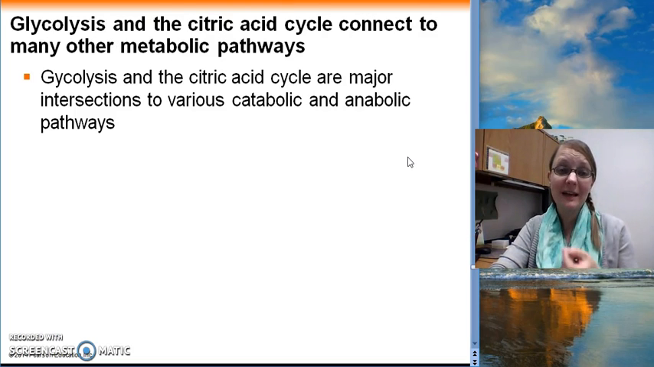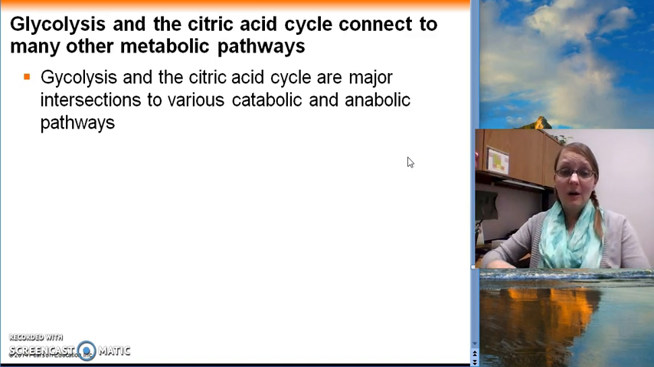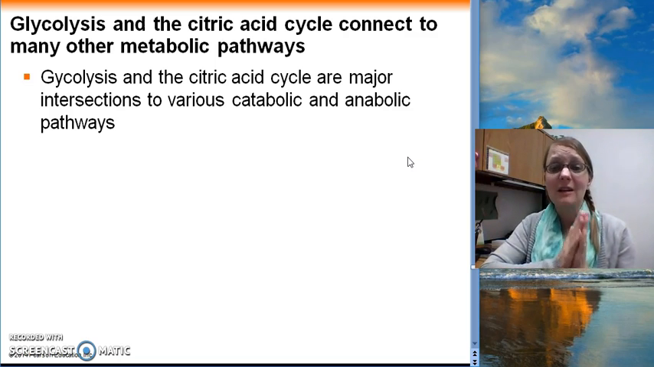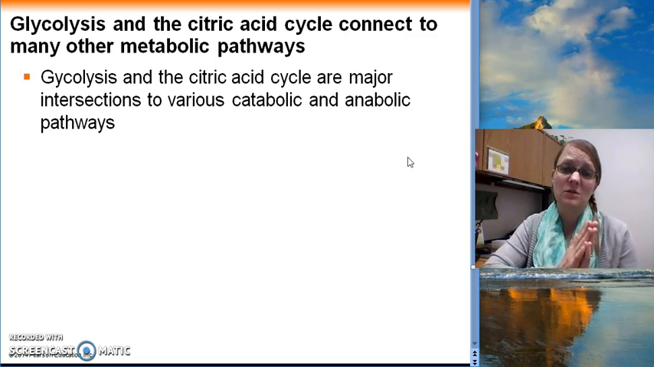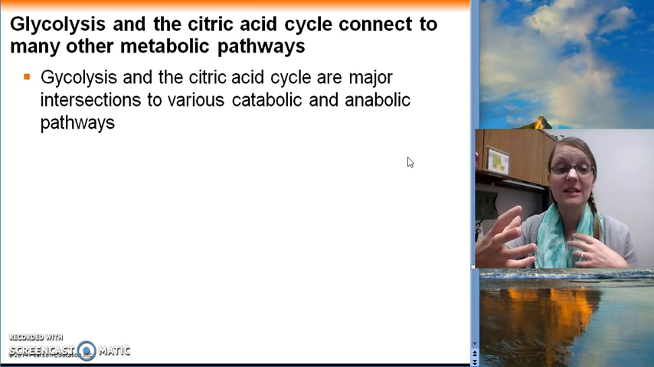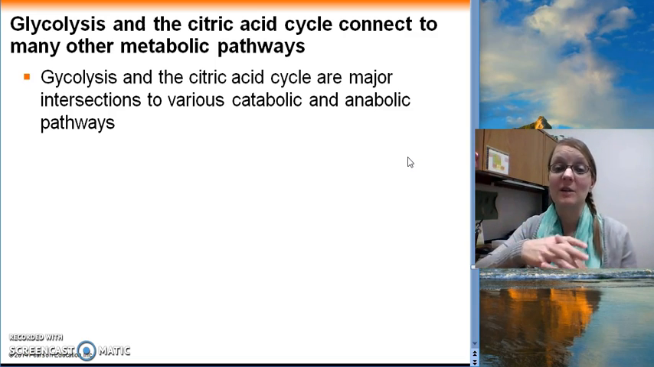Okay, now we're going to jump all the way back to the very beginning of chapter 9, right? Remember that glucose is not the only molecule we can use as a source of energy, right? We can use other carbohydrates, we can use fats, we can use proteins. It all depends on the system, where the system's at. So really, both glycolysis and the citric acid cycle that help to degrade that glucose molecule, these are major intersections to various catabolic and anabolic pathways.